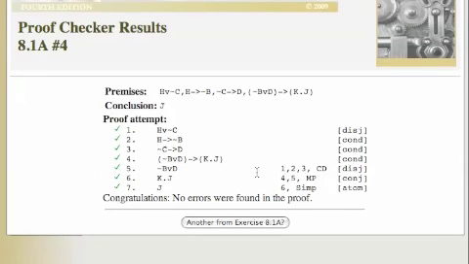Congratulations. So you can see here all this annotating exercise is asking you to do is supply the lines and the rule that justify each step in the proof.